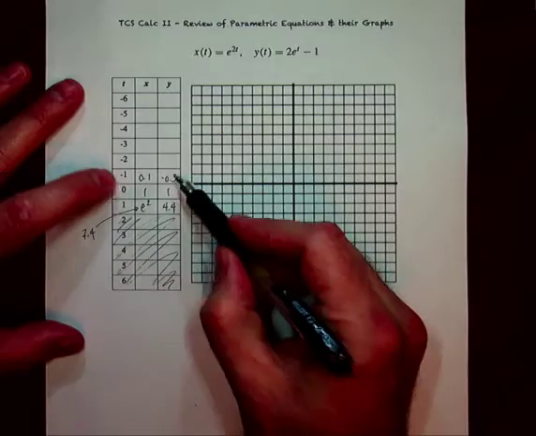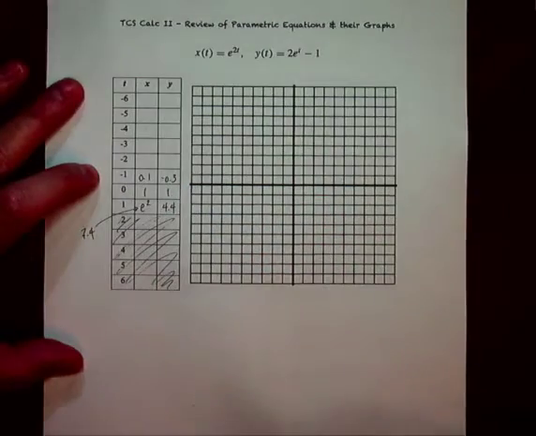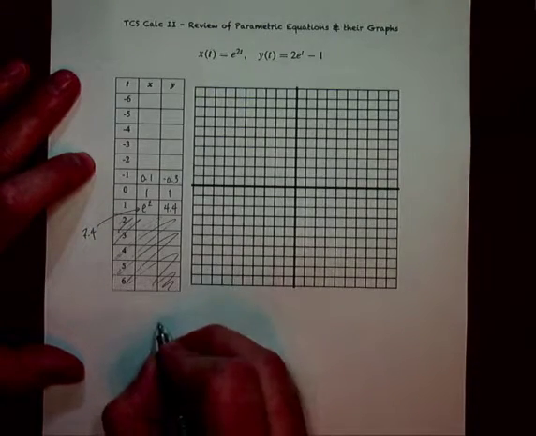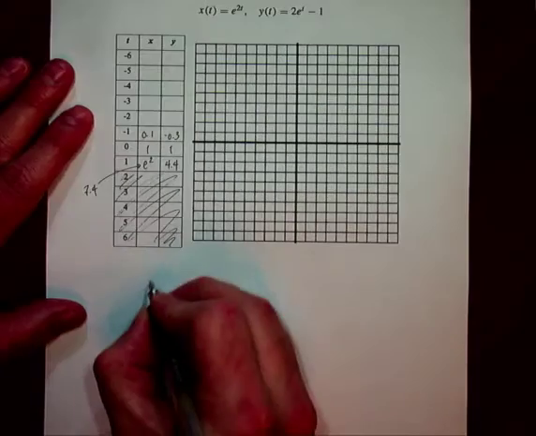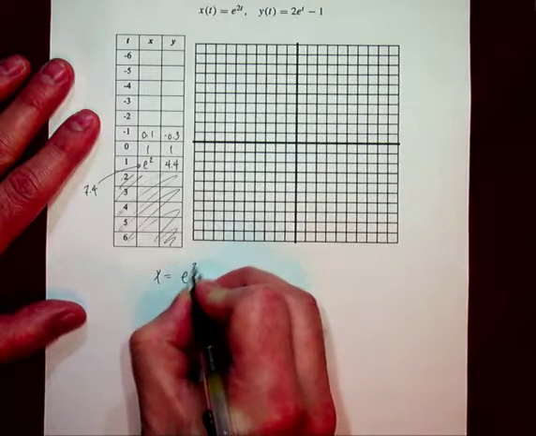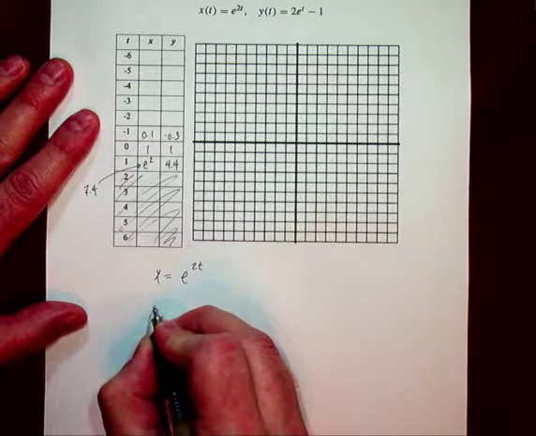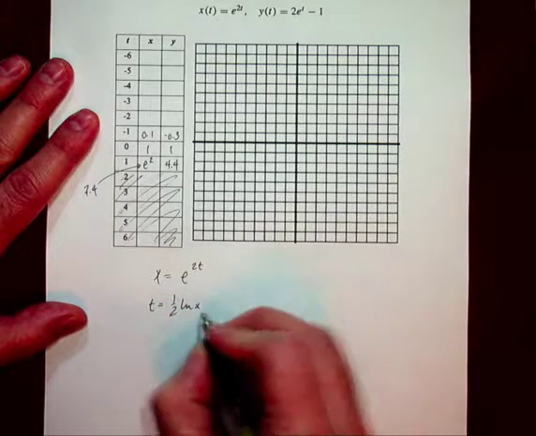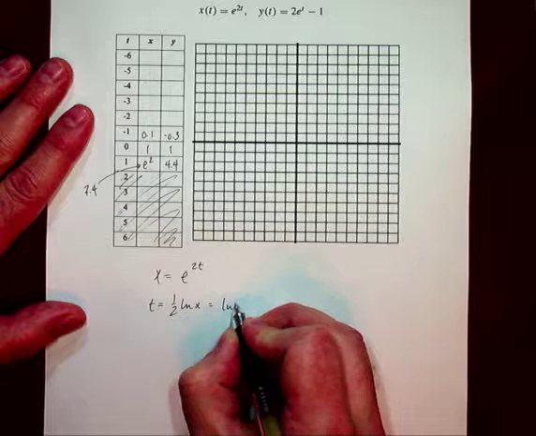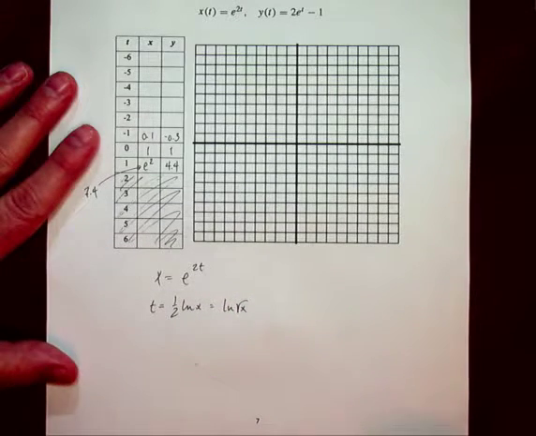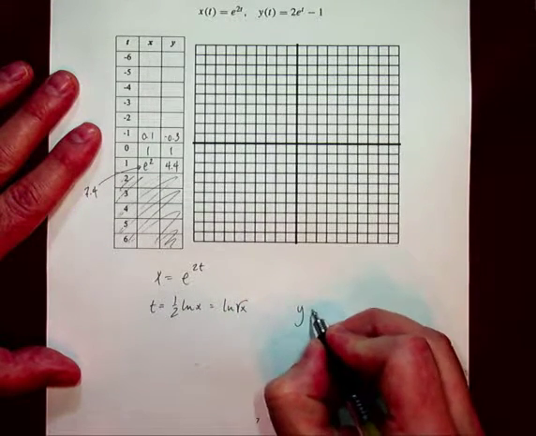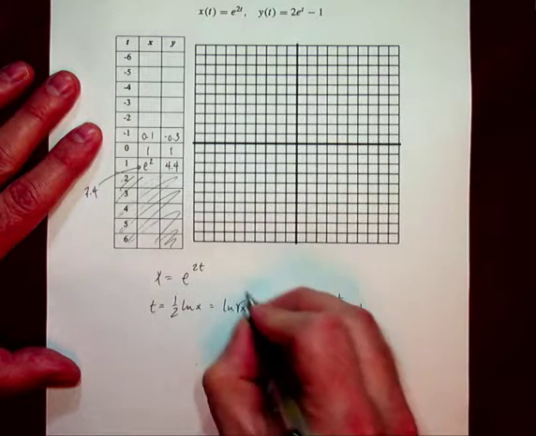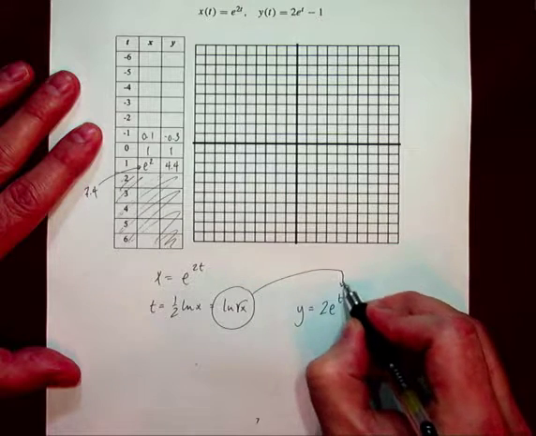I mean, obviously we don't have enough ordered pairs right here, and it's going to be really frustrating. But if we notice that x is equal to e to the 2t, then I know that t is going to be equal to 1/2 natural log x, or natural log square root of x. Now, if I plug that in for y is equal to 2 e to the t minus 1, I'm going to need to plug that in for t.